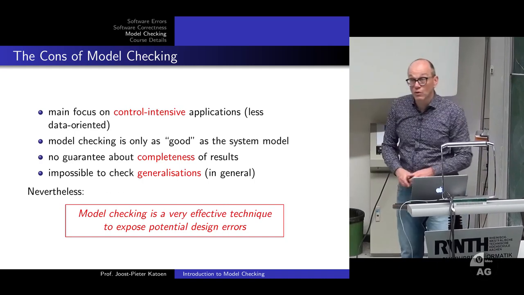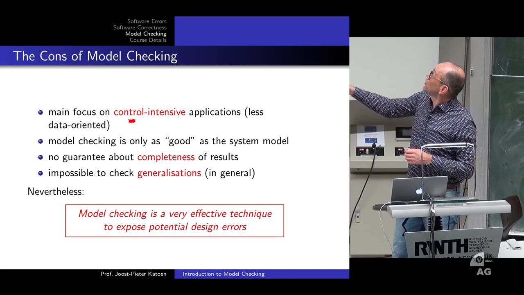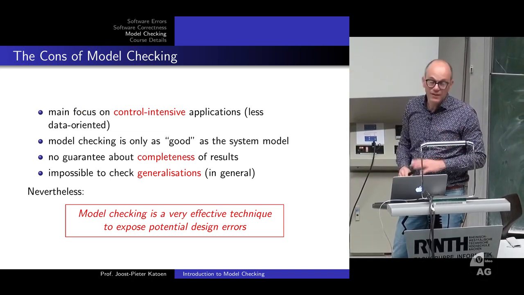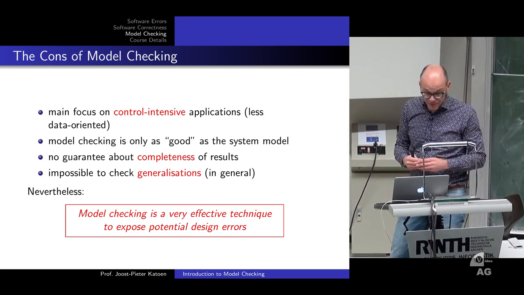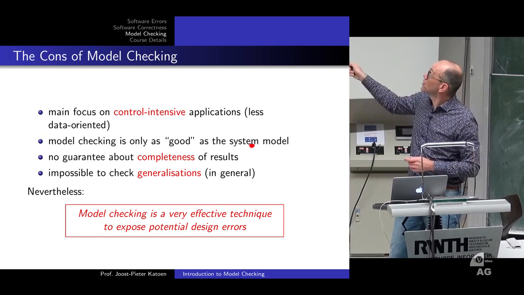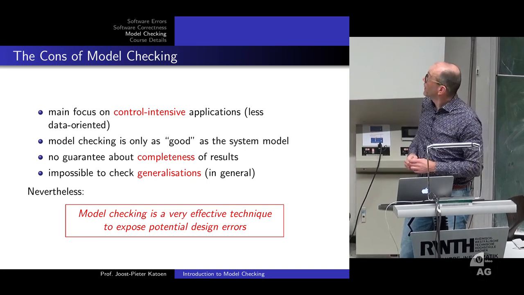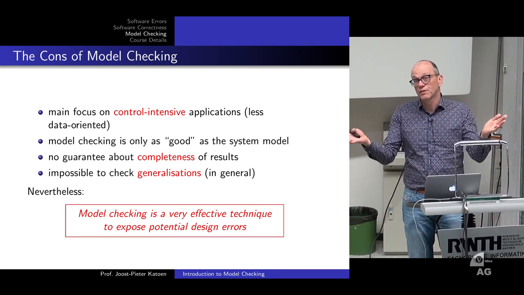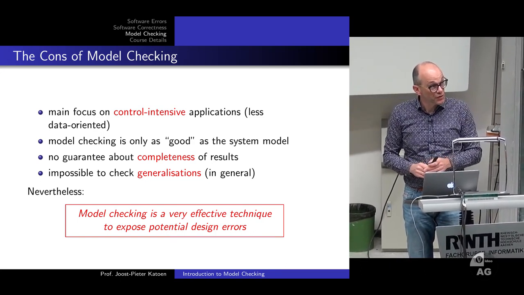There are also cons. Mainly it's focused on control intensive, so less about data. This is shifting a bit, but it's basically about, is the control structure of your system correct? I already mentioned rubbish in, rubbish out. Model checking is as good as the model. No guarantee about the completeness of results in the sense that you check now 10 properties. This does not give any guarantee for property number 11, property number 12, etc.